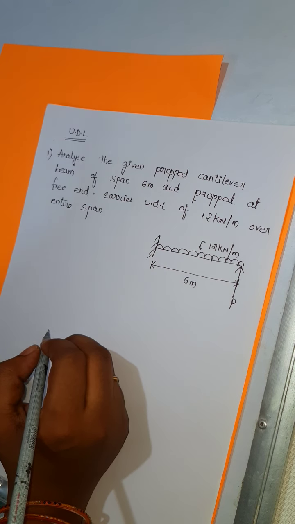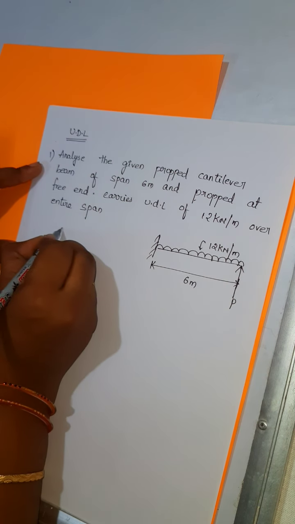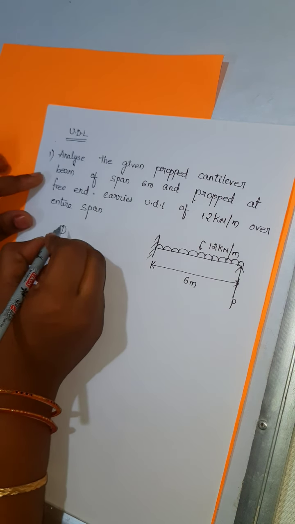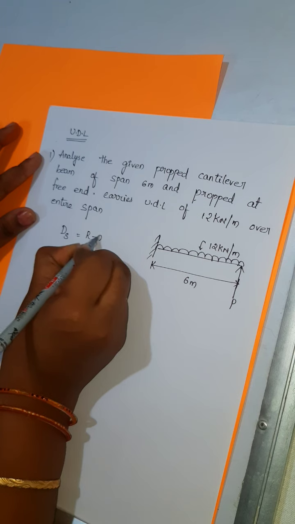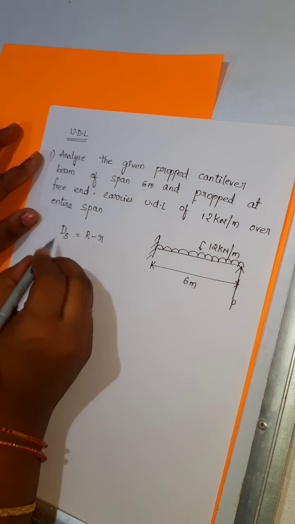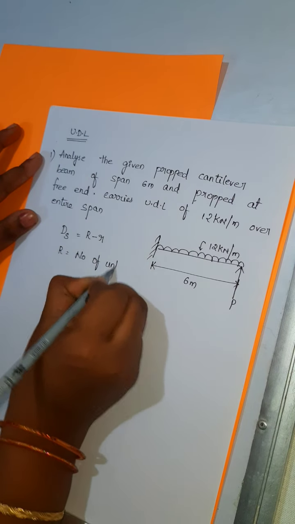The 3 simple steps. So please check out my lecture 1 also once again. So here the first step is I should calculate the degree of static indeterminacy. What is the formula? Capital R minus small r. Here capital R is equal to the number of unknowns.